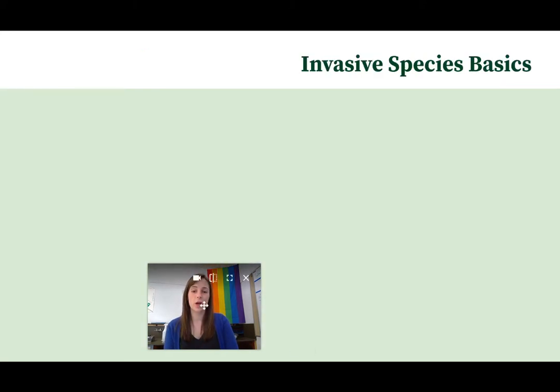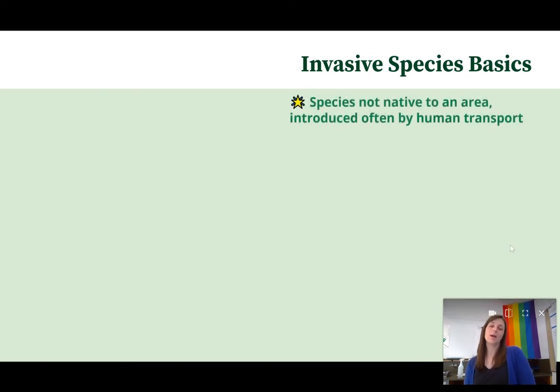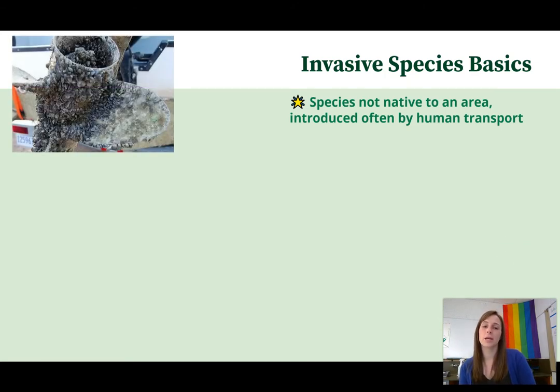So we're going to start with some invasive species basics. Now, what is an invasive species? This is a species that is not native to an area. Often it has been introduced by human transport. So for example, this is the motor of a boat, and it has a bunch of these, they're called zebra mussels, growing on this. And so if this boat were to move from one area to the other, these would be transported and could be introduced to a new area.